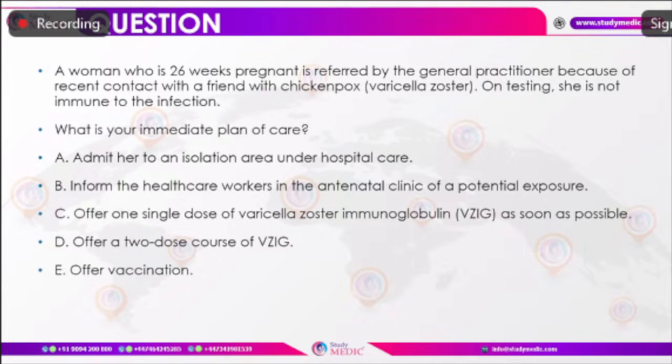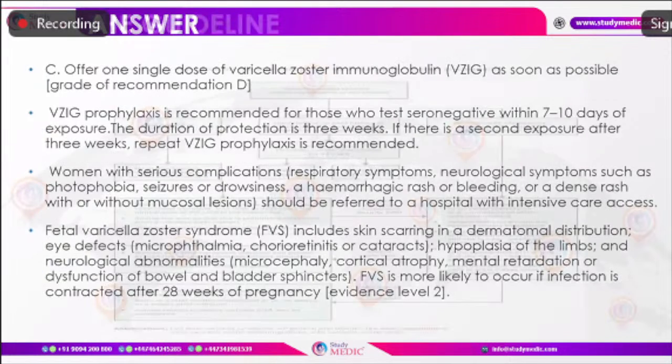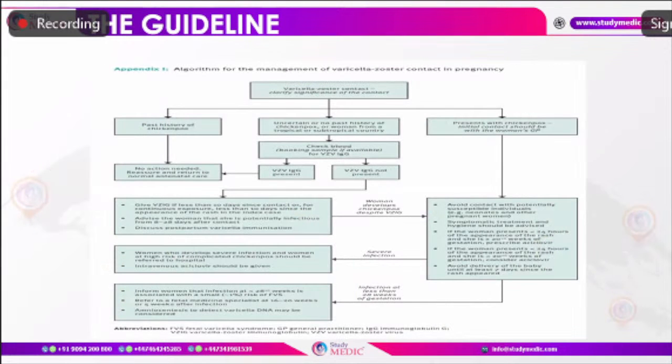So coming to chickenpox, again, we have a very, very beautiful guideline which is going to explain about the management of Varicella Zoster. Now, whenever there's a history of contact with Varicella Zoster, first thing is to see the significance of the contact. We need to clarify it. If we consider it to be a significant contact, the first thing that has to be tested is whether the woman is already immune to varicella. If there's a past history of chickenpox, nothing is needed. Only have to reassure her and return her to the normal antenatal care.